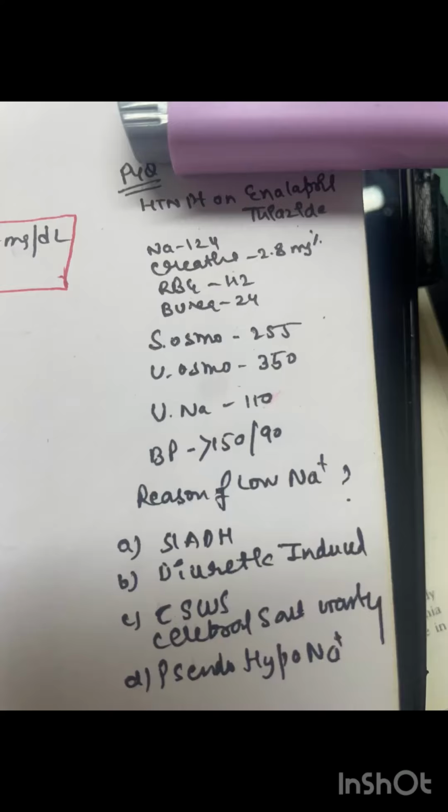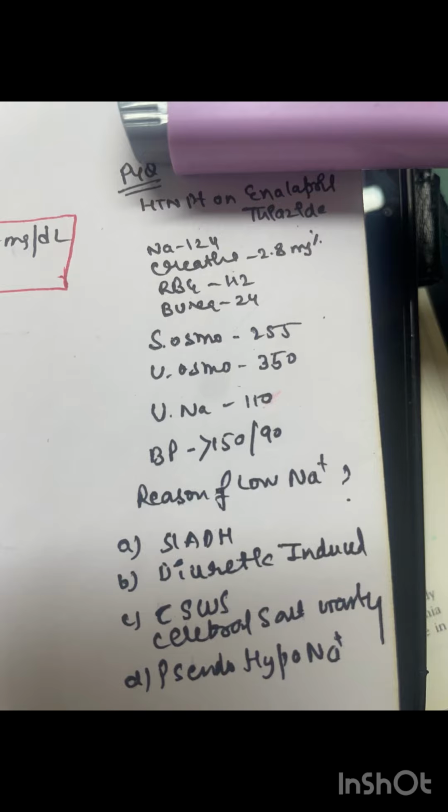So let's see this question. Okay, so the patient is hypertensive on enalapril and thiazide. Sodium is 124, creatinine is 2.8, random blood sugar is 112, blood urea 24, serum osmolarity 255, urine osmolarity 350, and urine sodium is 110, and BP is more than 150 by 90. So we have to tell the reason for the low sodium.